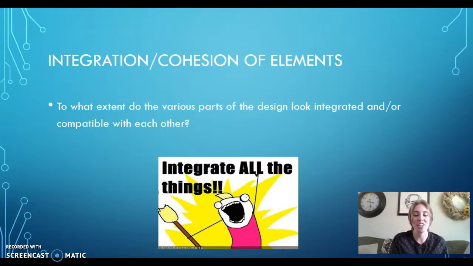So integration and cohesion of images is another aspect we want to look at in visual analysis. To what extent do the various parts of the design look integrated and compatible with each other? This sort of integration and cohesion can also teach us a lot about a family. Are they compatible? Are they very close to each other? Are they touching? Or are they more spaced out? We can look at their facial expressions as well and see if they're all compatible facial expressions. Do they all look happy? Are there some members of the family who look less thrilled to be a part of this project than others? There's a lot we could analyze and try to understand about these families and cultures based on this category of visual analysis.